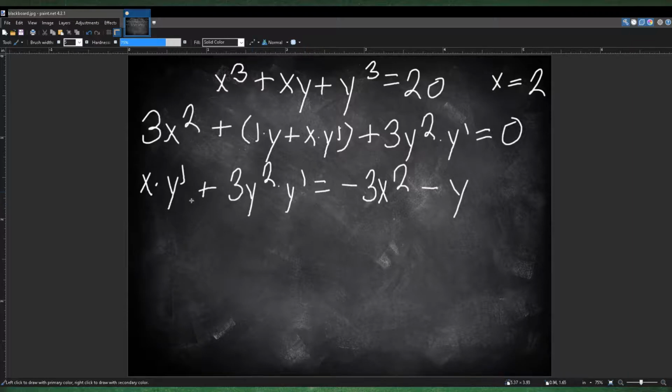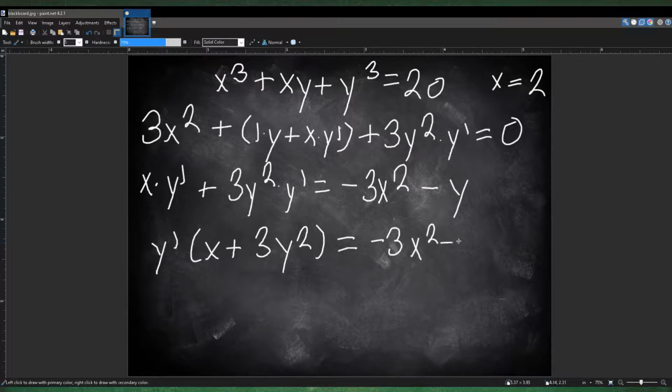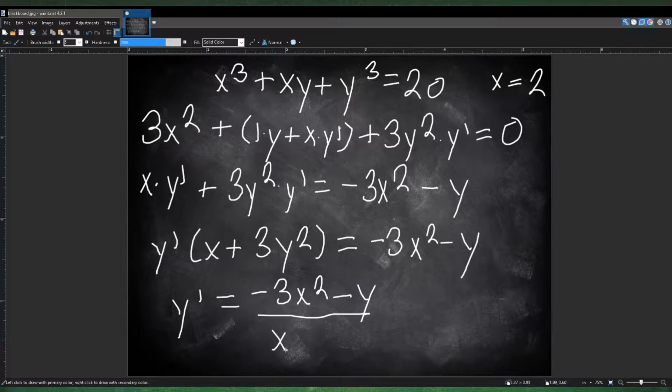So this is equivalent. So factor out the derivative of y. So you have the derivative of y times x plus 3y squared is equal to negative 3x squared minus y. So the derivative of y is equal to negative 3x squared minus y, divided by x plus 3y squared.